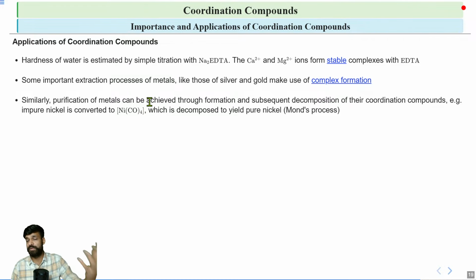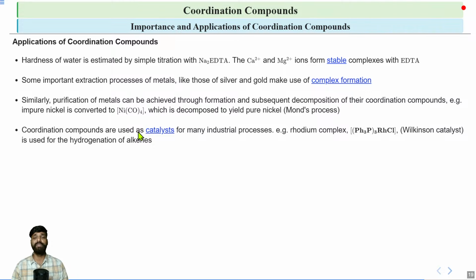Okay, so suppose there is a large amount of impurity present. Now you are only taking out the nickel using the carbonyl, then you can further decompose it. So it is decomposed upon heating and releases our required nickel metal. So this can also be used in the purification process.